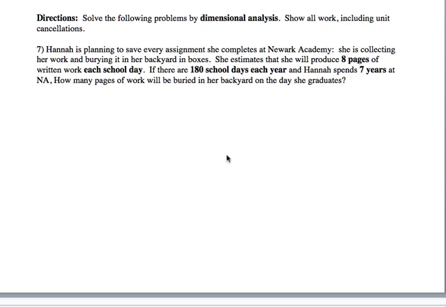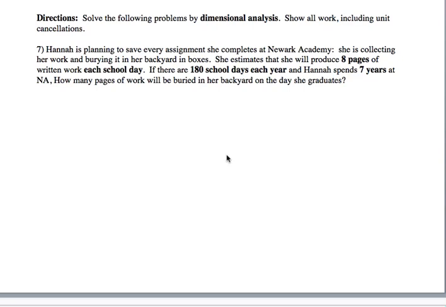analysis and metric conversions. So it says, Hannah is planning to save every assignment she completes at NA. She is collecting her work and burying it in her backyard in boxes. She estimates that she will produce 8 pages of written work each school day. If there are 180 days each year and Hannah spends 7 years at NA, how many pages of work will be buried in her backyard on the day she graduates?